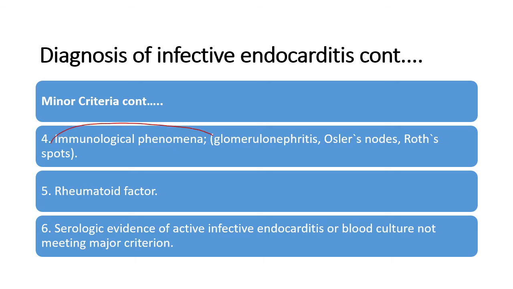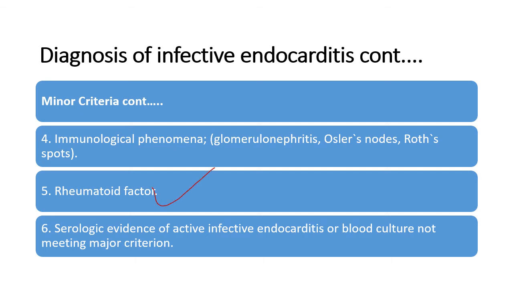The second issue is immunological phenomena. Immunological phenomena, that is when there is antibody and antigen reaction. This will lead to antibody and antigen complexes, which are hypersensitivity type 3. So the deposition of this complex at any site can lead to inflammation. For example, when they deposit in the kidney, they will cause glomerulonephritis. Remember we said microscopic hematuria can be present in patients with infective endocarditis, and the reason behind it is glomerulonephritis. Osler nodes, of course, we said painful and tender swelling in the fingertips, that is Osler nodes, and the Roth spots. All of these are due to immunological factors, and they also form minor criteria.